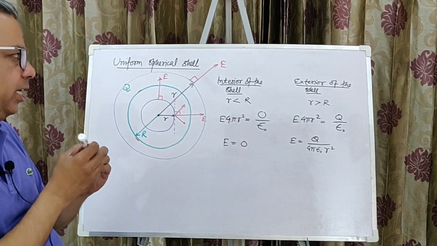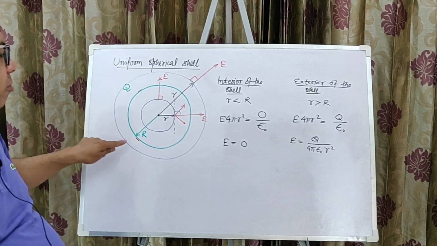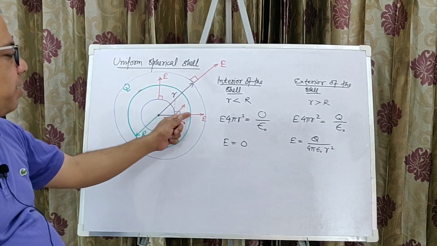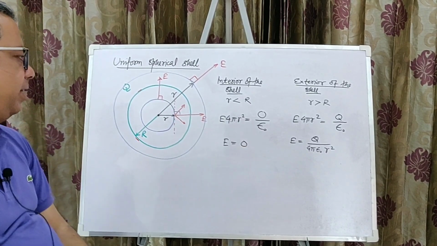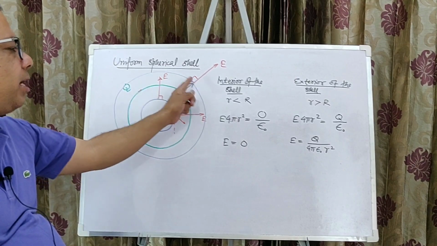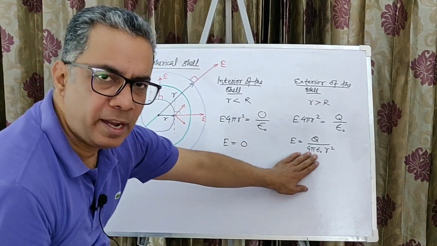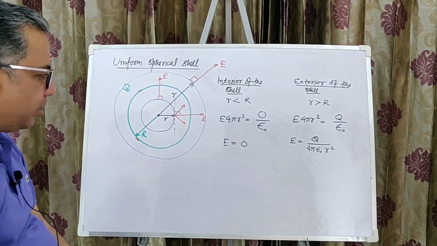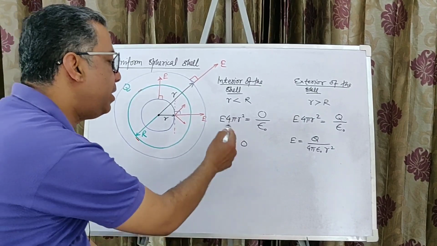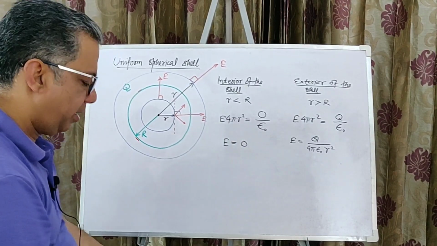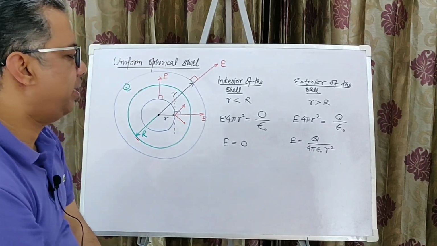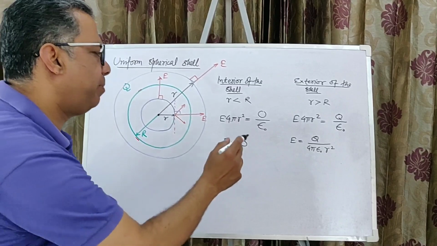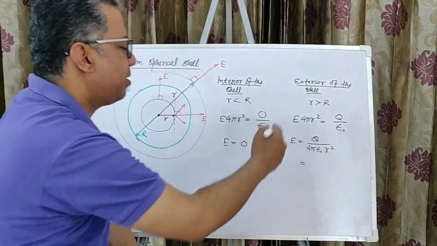So what we've seen is that if we have a uniform spherical shell of charge, this green thing, at any point inside it the electric field is 0, and for points outside it, it seems to behave like a point charge placed at the geometric center. So in the interior the field is 0, and if you go outside the field is Q by 4 pi epsilon naught r square. I'm giving you another alternate expression.